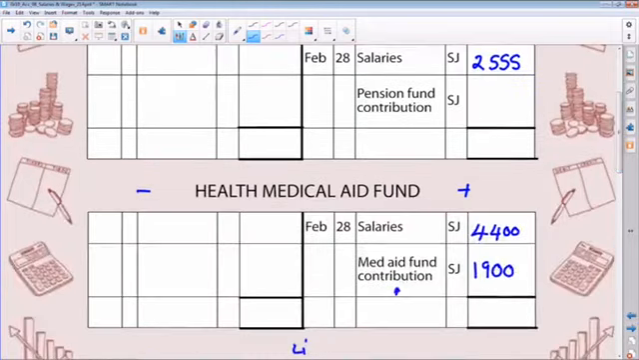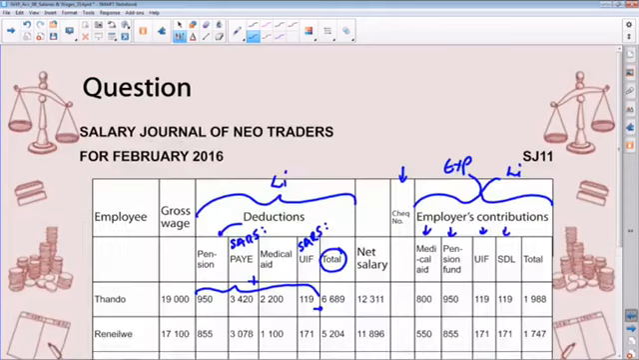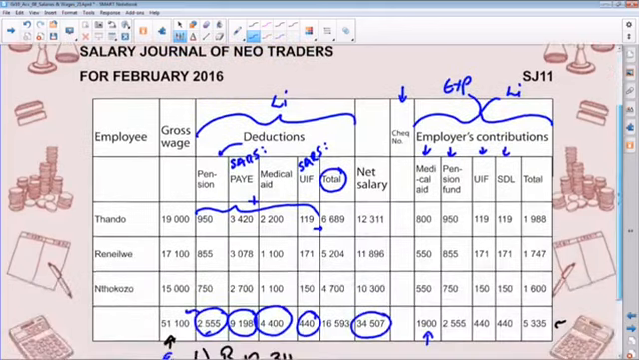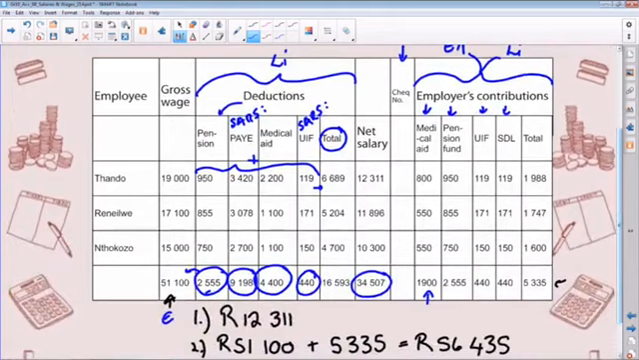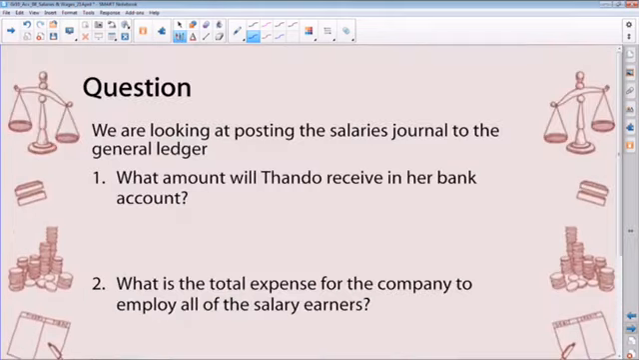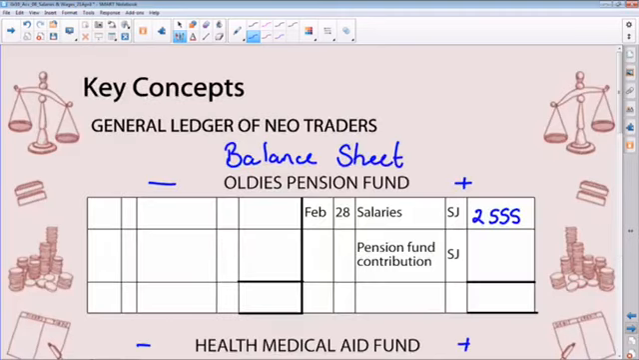Now, let's go back to the journal to our next column. Our next column is pension fund. And this contribution was 2,555. Now, let's go to your pension fund. We owe the pension fund more. How much more? 2,555. And now, we created a credit. So, where's my debit? It will be in the expense section on pension fund contributions.